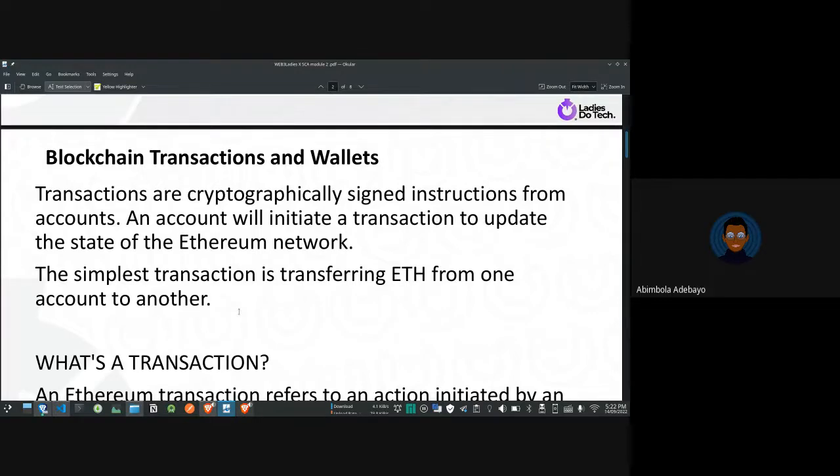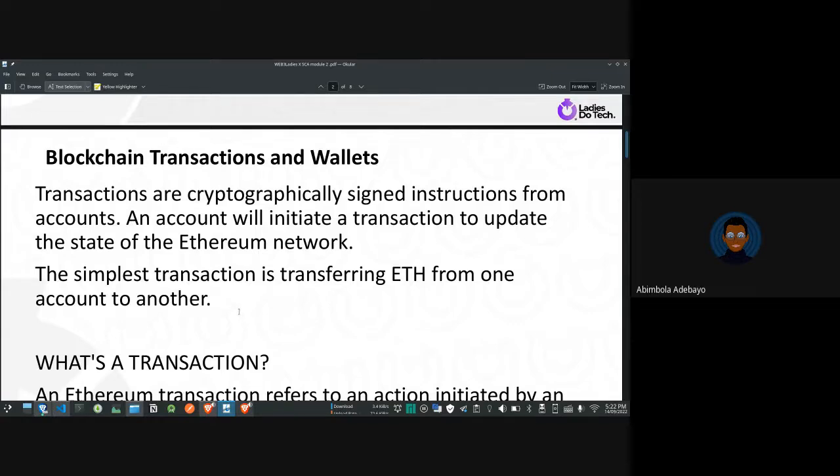We understand how cryptography works by now, and this transaction has to be cryptographically signed. That is hashing everything together to ensure that privacy is maintained and the integrity of the data is intact. So how this works is that an account will initiate a transaction to update the state of the Ethereum network. The simplest transaction is transferring ETH from one person to another.